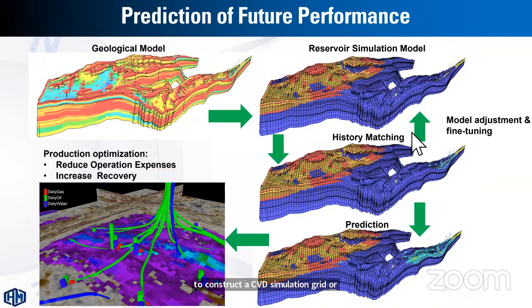After including the engineering data, you can find a dynamic model. The next step is to apply history matching to fine-tune and adjust your model parameters to try to mimic or match the historical data. Once your model is matching the historical data, this model can be used for running predictions and for production optimization, like for the incremental recovery and reducing the operational costs.